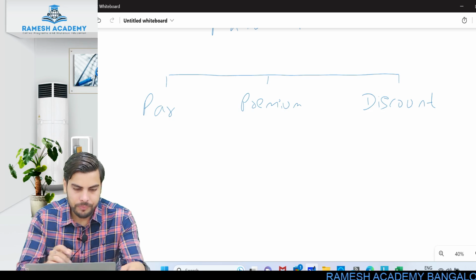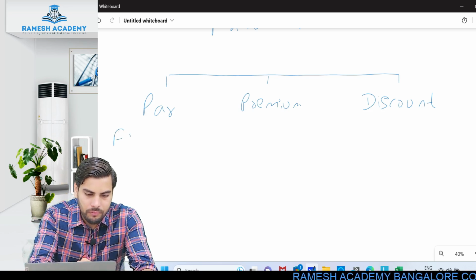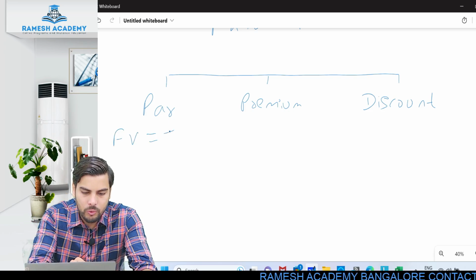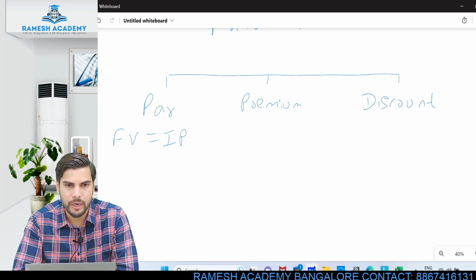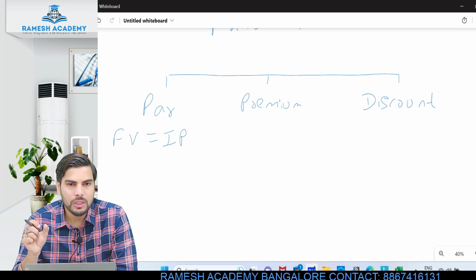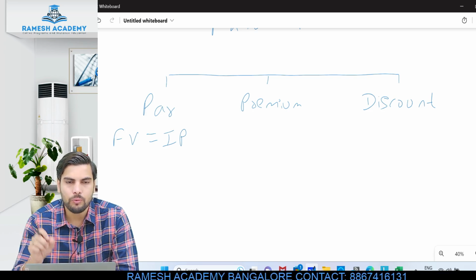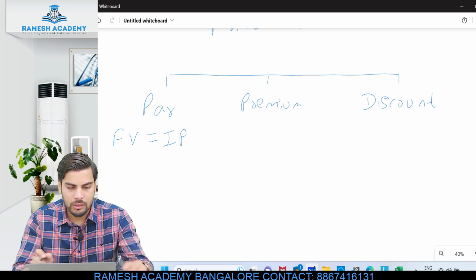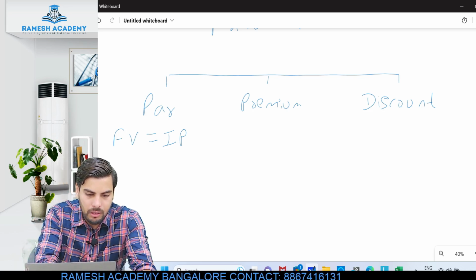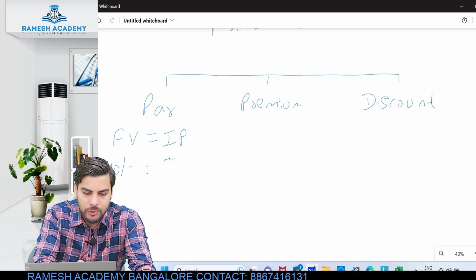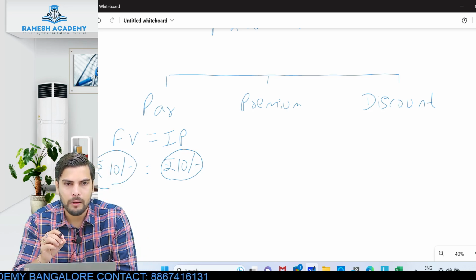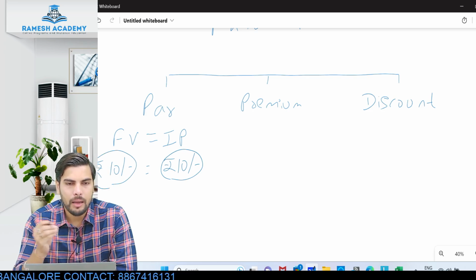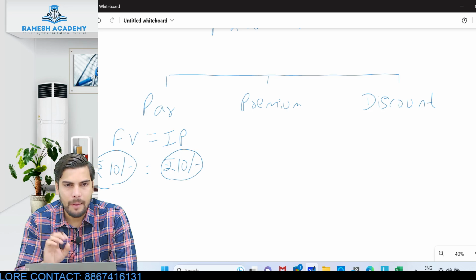Now if face value is equal to issue price, where FV is the face value and IP is the issue price, if the face value of the share is equivalent to the issue price, it would be a scenario of par. So let's say a 10 rupees share, and I'm issuing it at 10 rupees. It would be considered as if the company is issuing the shares at par. So 10 rupees worth of share issued at 10 rupees would be treated as par.